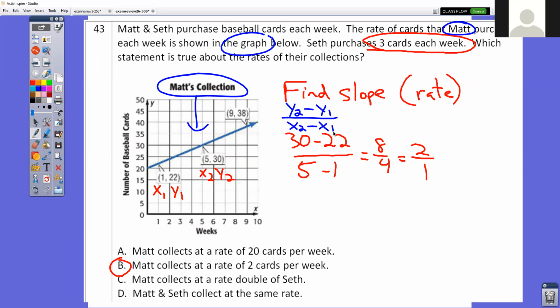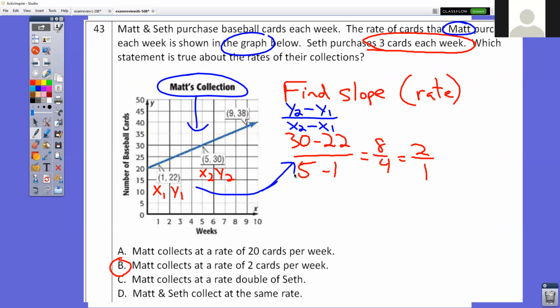So pick out your 2 points, all right? I use these as my 2 points. All points are written x comma y. This is your first point, so these get 1s. This is your second point, these get 2s. Sub these numbers into your slope formula. So you have 30 minus 22 over 5 minus 1.